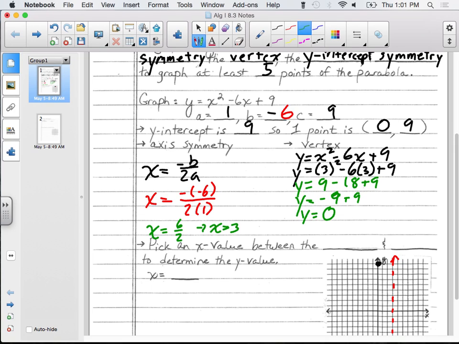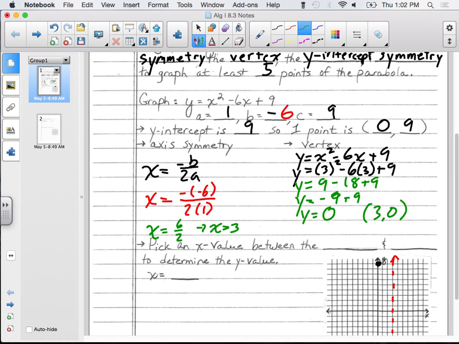So did everyone get y equals 0? And if you didn't, you might want to check the work because it should be 0. All right, so we got an x value and a y value. So our ordered pair for our vertex should be what? 3, 0. That's our vertex.